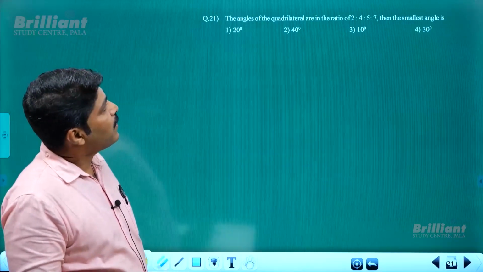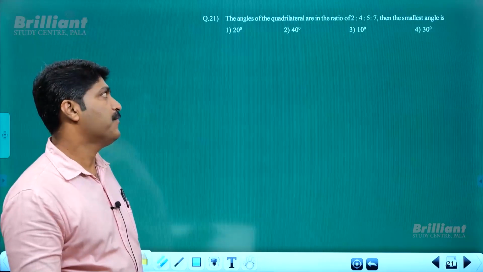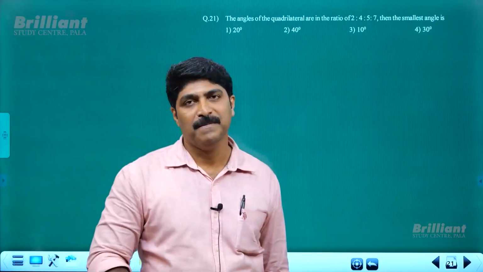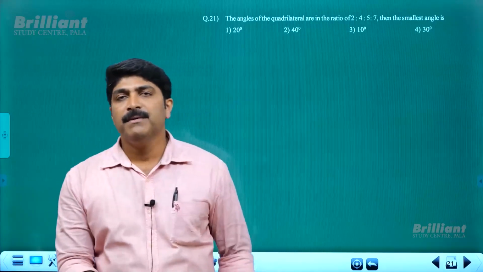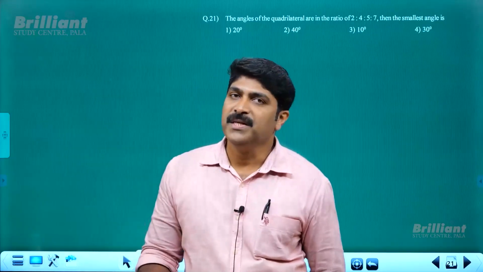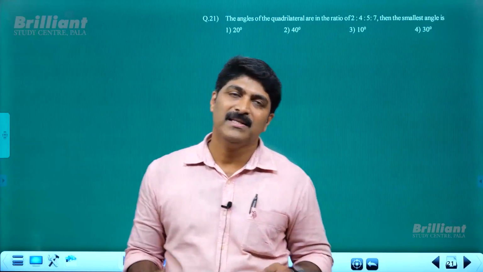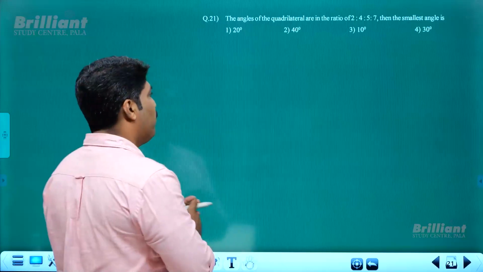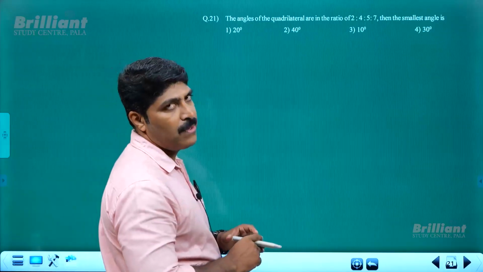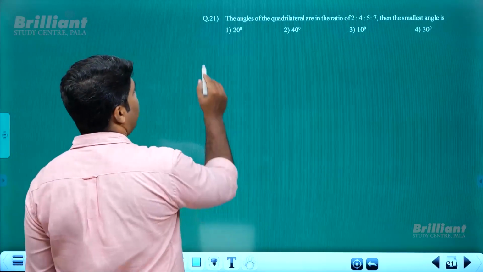The angles of a quadrilateral are in the ratio 2:4:5:7. Find the smallest angle. What are the important prerequisites for solving this question? That's the basic understanding about the quadrilateral. What is the sum of all the internal angles of any quadrilateral?